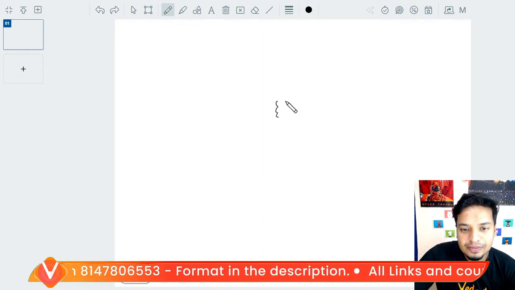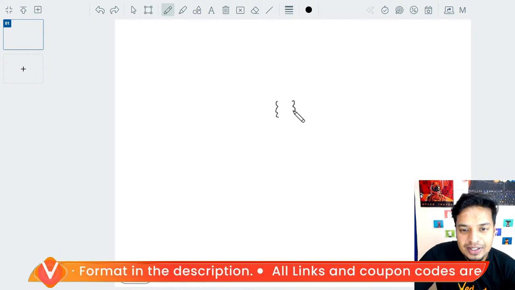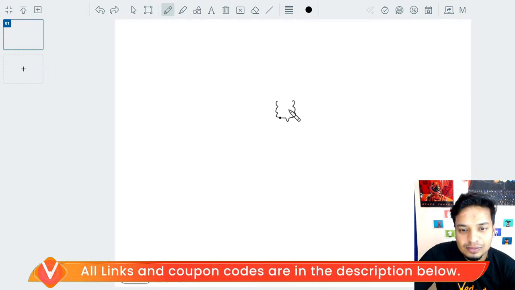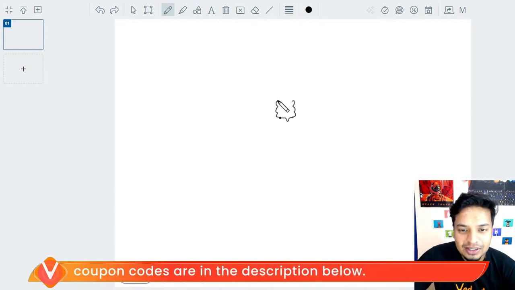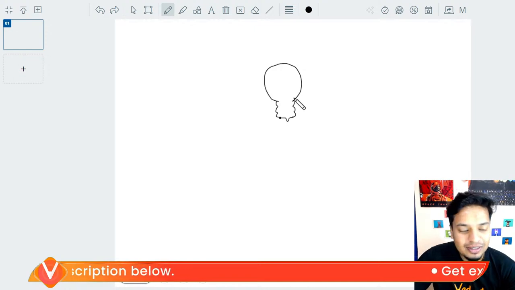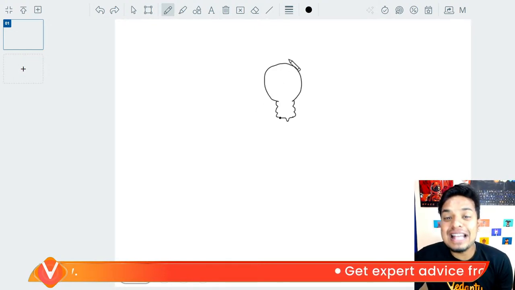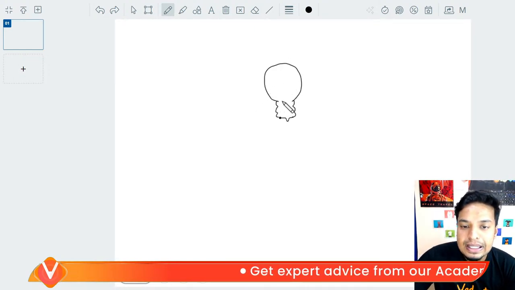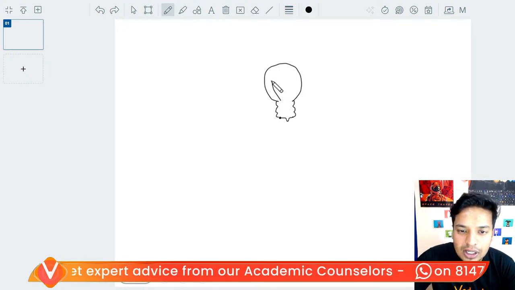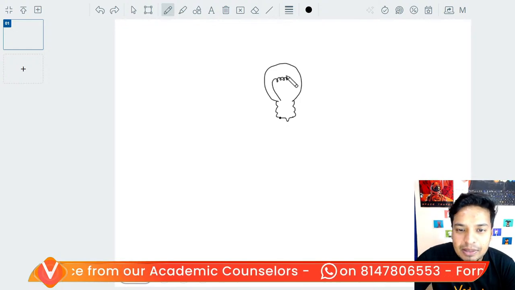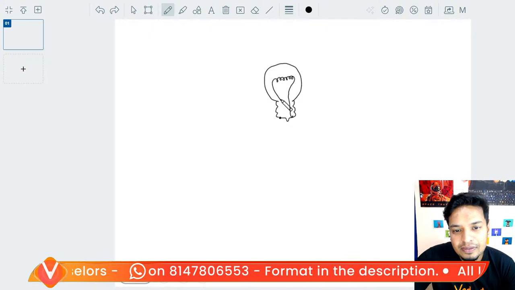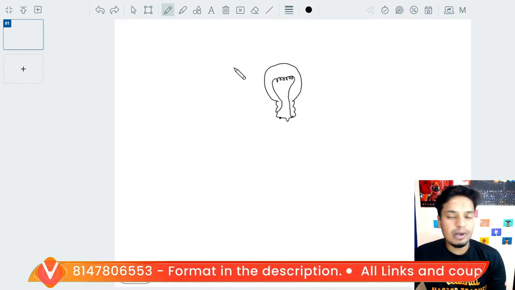What is this? Let's see who's the smartest one in the class. What is this, people? Wow, look at me. A bulb, exactly, it's a bulb. Now, a bulb has a small filament inside. You know what a filament is? A thin wire like this inside the bulb. You might have all seen it, right? This is a bulb right now.